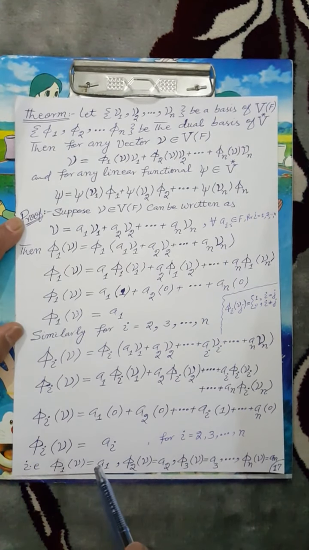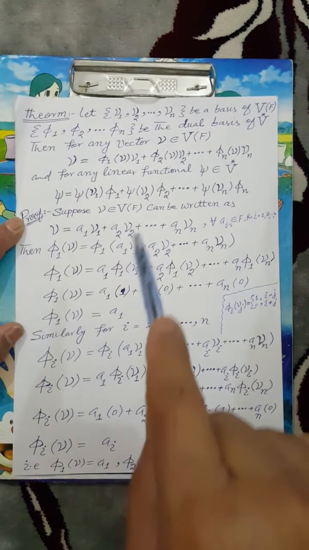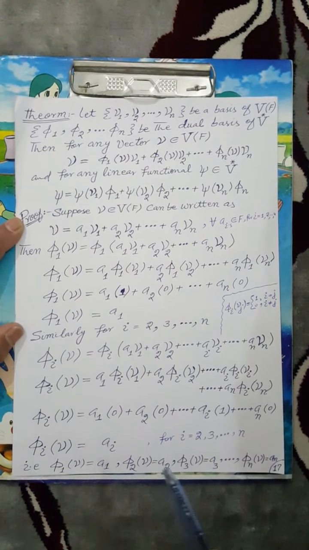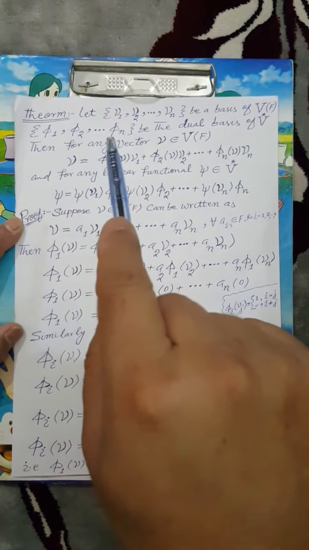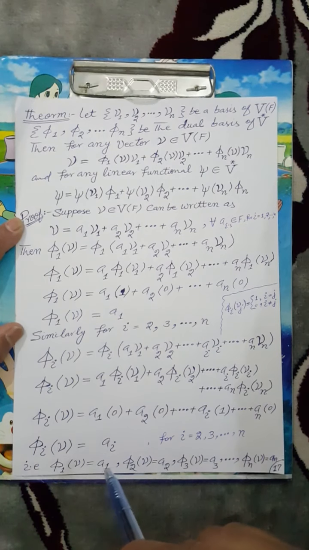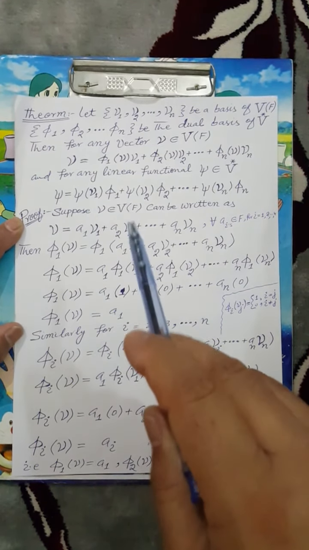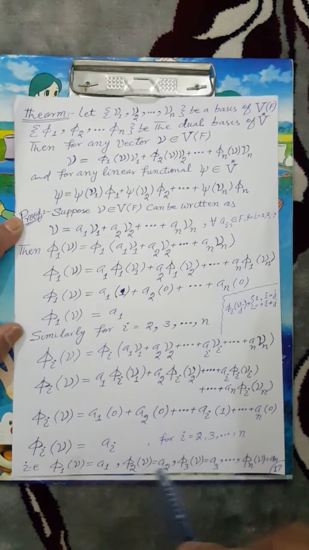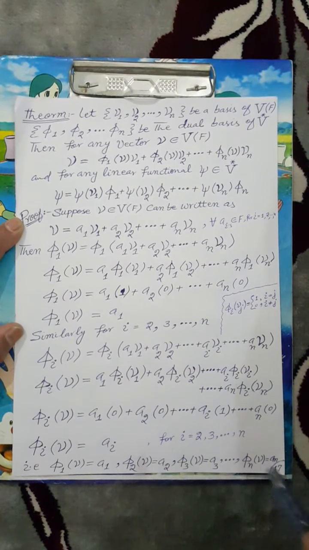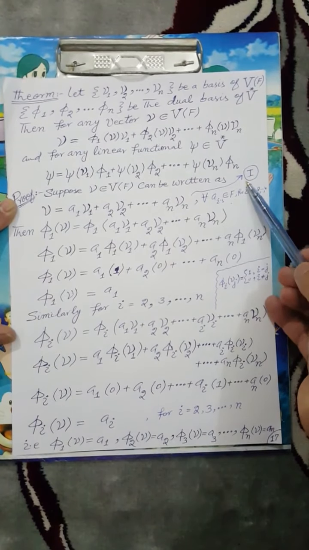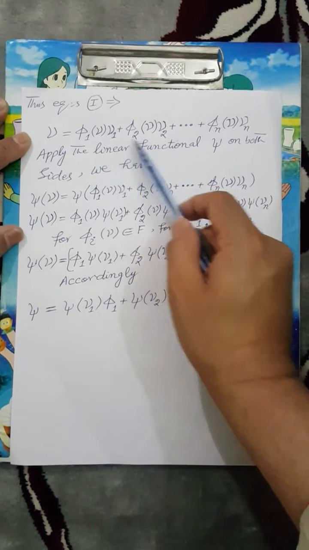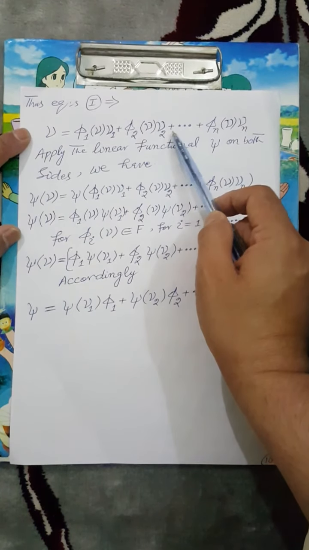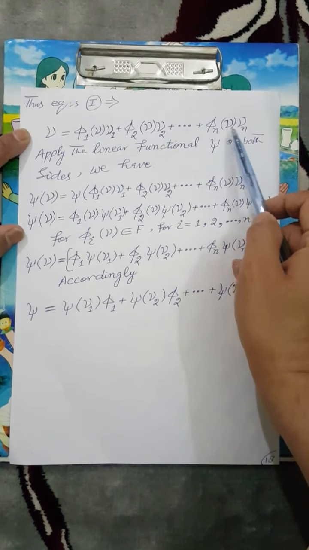Now substitute the values of a1, a2, up to an, which are elements of the field, and π1(v), π2(v), up to πn(v) are also elements of the field. That is, π1, π2, up to πn are linear functionals, which are linear transformations from the vector space V to the field. Therefore, replace a1 by π1(v), a2 by π2(v), and so on, an by πn(v) in the above equation. In equation number 1 we have v = π1(v) v1 + π2(v) v2 + up to so on πn(v) vn.